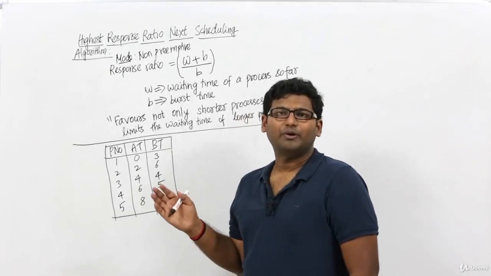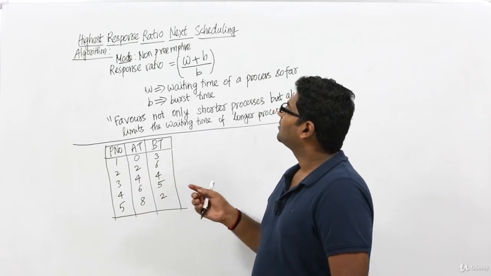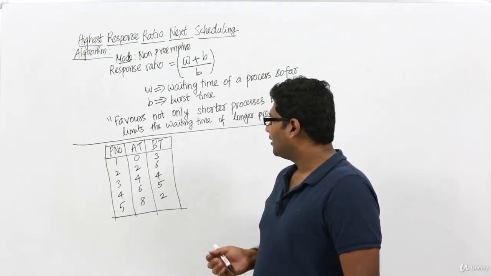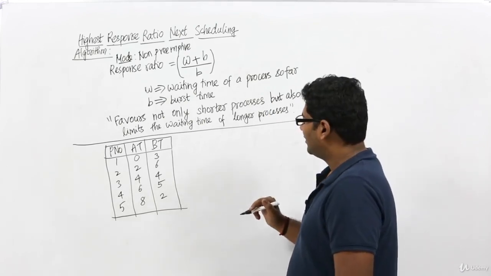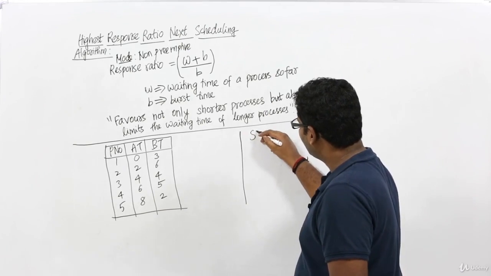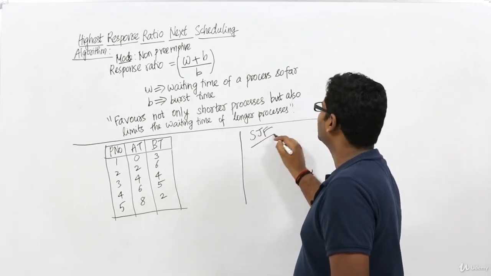Fine. Now let's see the next scheduling algorithm. It is nothing but the highest response ratio next scheduling algorithm. Now before describing this algorithm, let's see the advantages and disadvantages of SJF, because this algorithm is closely related to that.